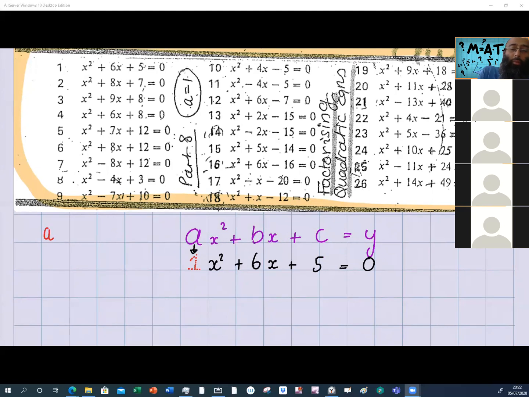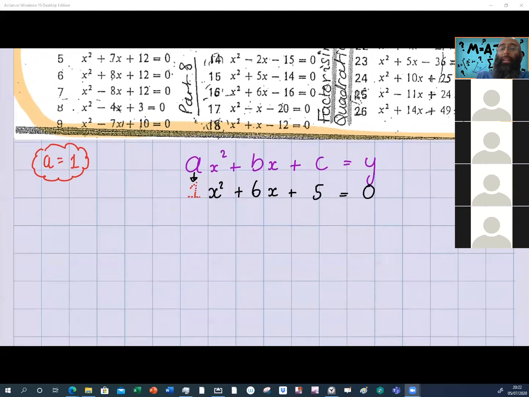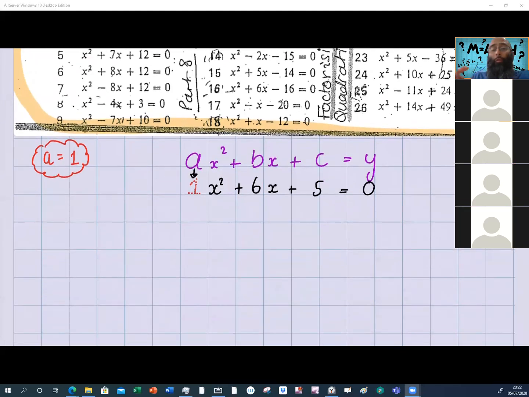So here, in all the questions, a is equal to 1, which basically means there's no multiplier in front of the x squared. That's how we do this style of question. So let's get cracking. In order for us to factorize x squared plus 6x plus 5, we can't use the method that we just learned, which is the common factor. We have to learn a new method.